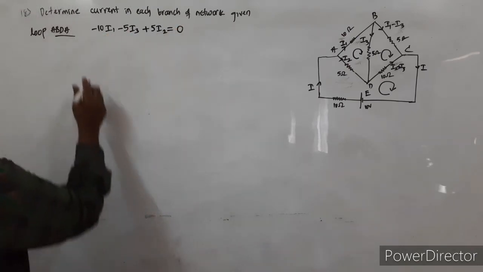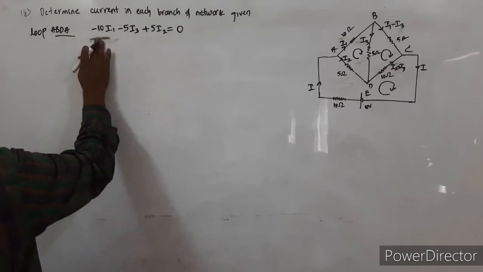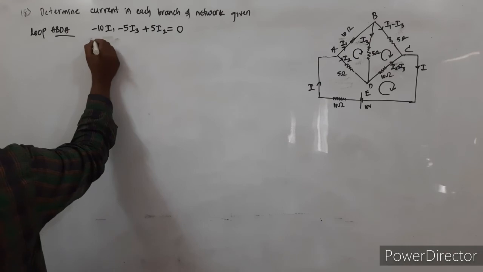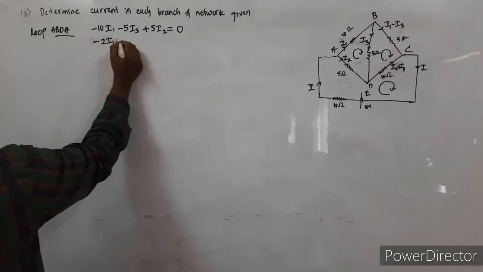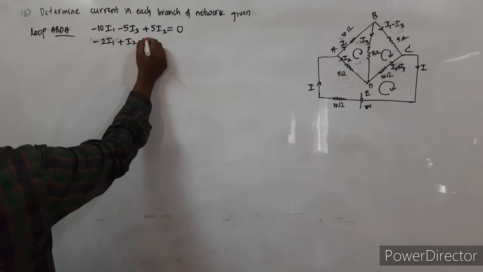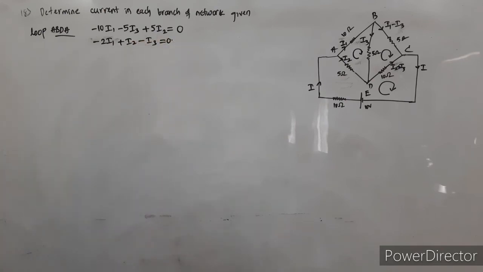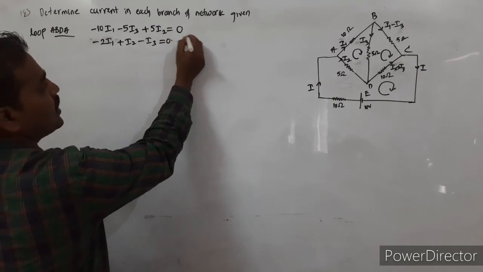Yes, let us simplify this. I can write it as minus 5. Let me divide it by 5, so that I will have minus of 2I1 plus of I2 minus of I3 is equal to 0. Yes, let this be equation number 1.